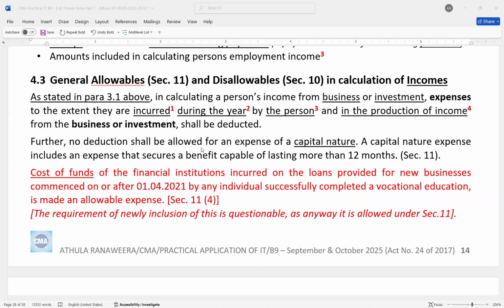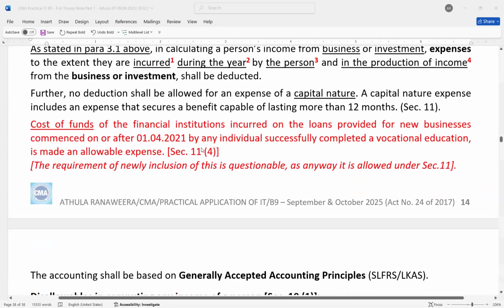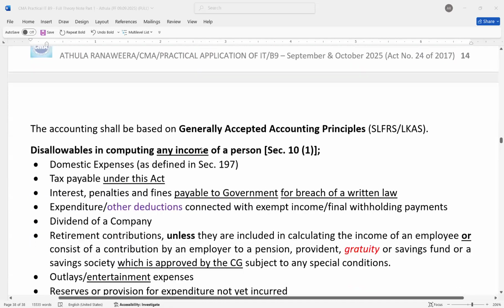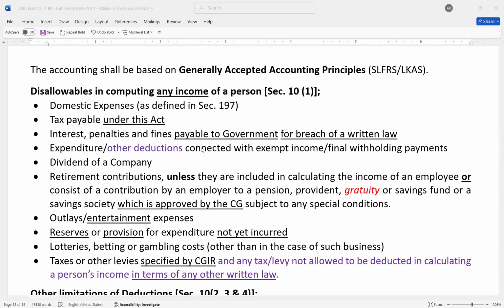Now we'll move forward. Then there's a general rule which says no deduction shall be allowed on capital nature unless it is specifically mentioned that it is allowable. If it is specifically mentioned that it is allowable, no problem. In any other case, those expenses, cost of funds of the capital nature costs are not allowable, that we discussed. Then we said we have to follow generally accepted accounting principles, that means accounting standards also cover.